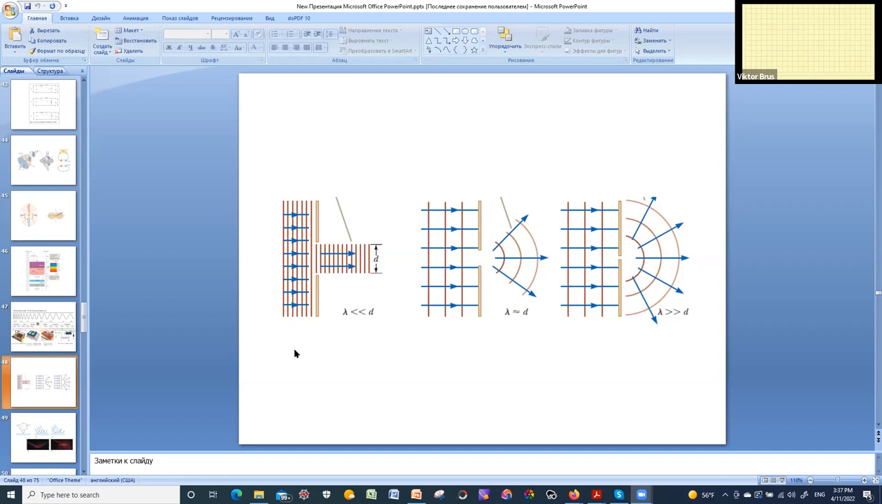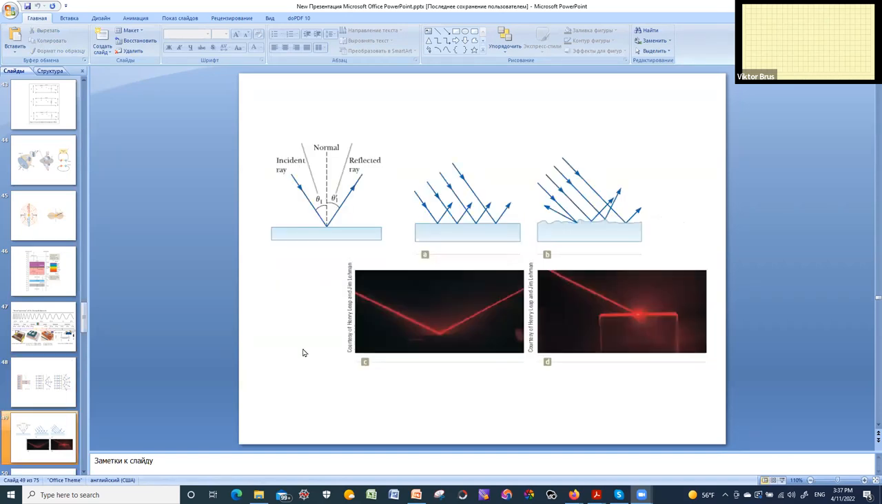And first, what we want to discuss is reflection of light. So when light is reflected, any suggestions?